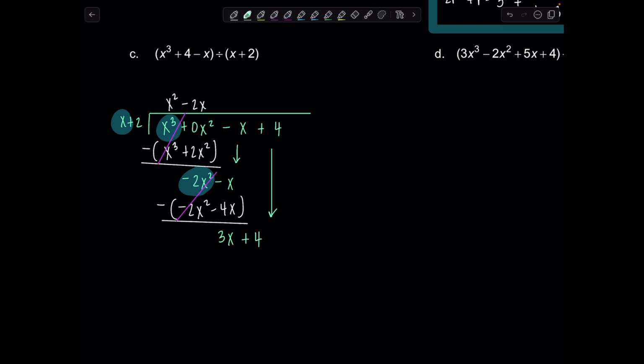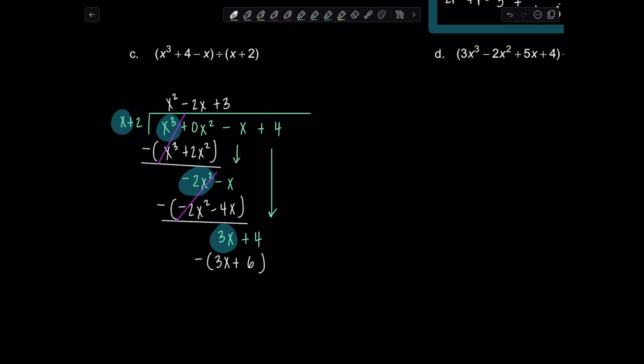This should be the last time. So now we're dividing 3x by x. Plus 3 goes up top. Now that distributes through to the divisor. Multiply, step 2. That's 3x plus 6.